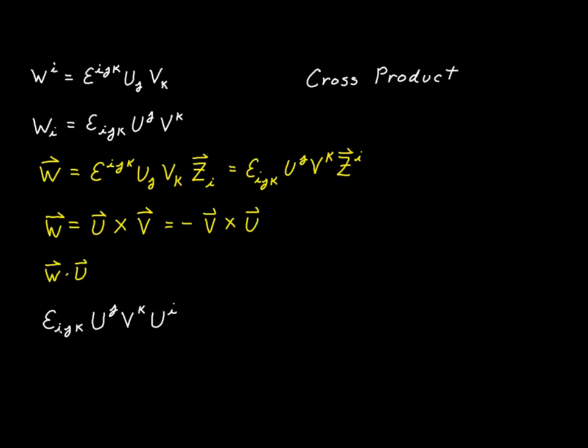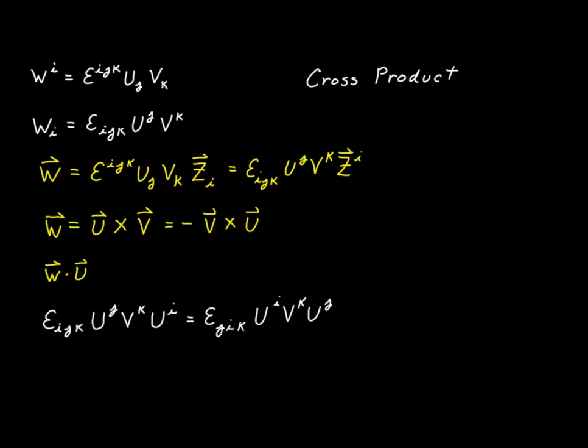I'll rename i to j and j to i. Again, just a renaming operation, so nothing changes except the index names. So we have epsilon jik, we have ui here, vk, and then uj out here. Done nothing except rename the indexes.